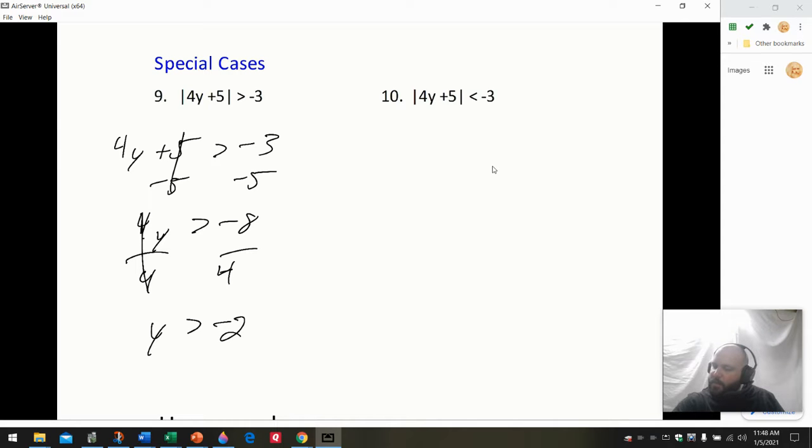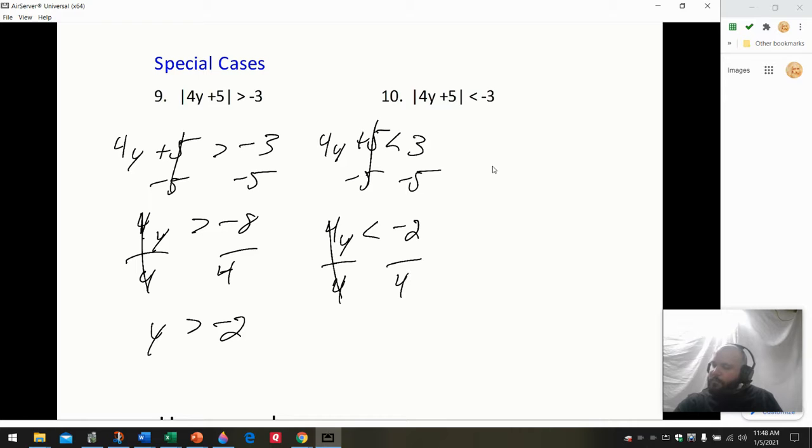Now, this other one, 4y plus 5 is less than. Now, it already was a -3, so we're going to make it a +3 because it would be a double negative. Now, I'm going to subtract 5 here, and I get 4y is less than -2. And when I divide by 4, I get y is less than -1/2. Okay, so this first one says y is greater than -2, but it has to be less than -1/2.